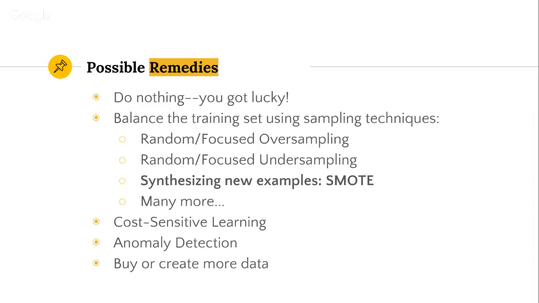That's the lucky case. Another case is that you try to balance the training set using a few sampling techniques, some that we just mentioned, right? So we have oversampling, undersampling, there are different types, or a combination of the two. We can also do some cost-sensitive learning, maybe move to anomaly detection, or in the worst, very expensive case, you buy or create more data, right? Depending on the business case, this could be very, very expensive.